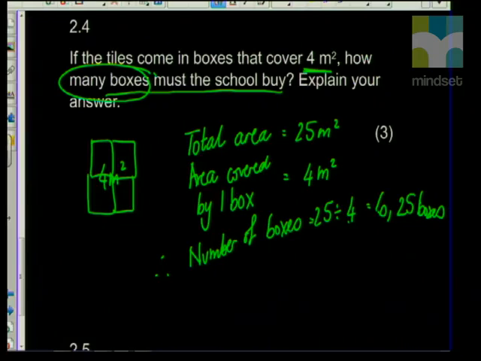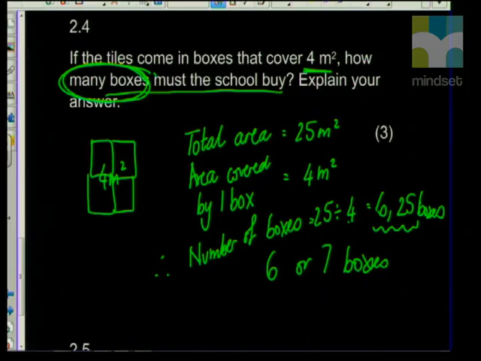Okay, and then it says we need to say how many boxes must they buy. Now, unfortunately, 6.25 is not a sensible answer. 6.25 doesn't have any full boxes. So I need to choose whether to buy 6 or 7 boxes.